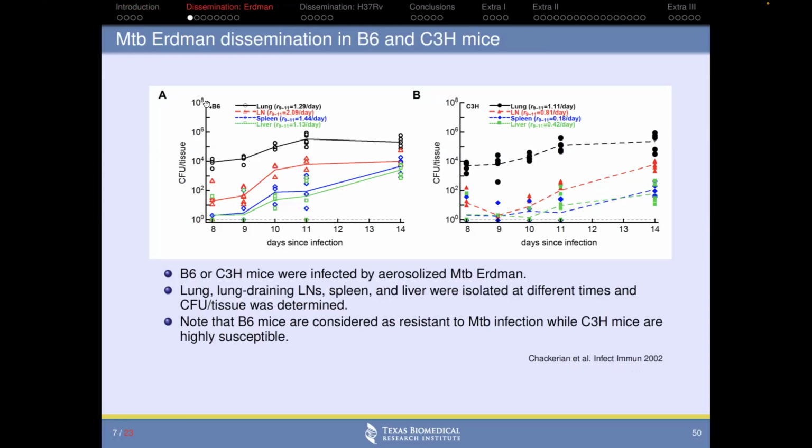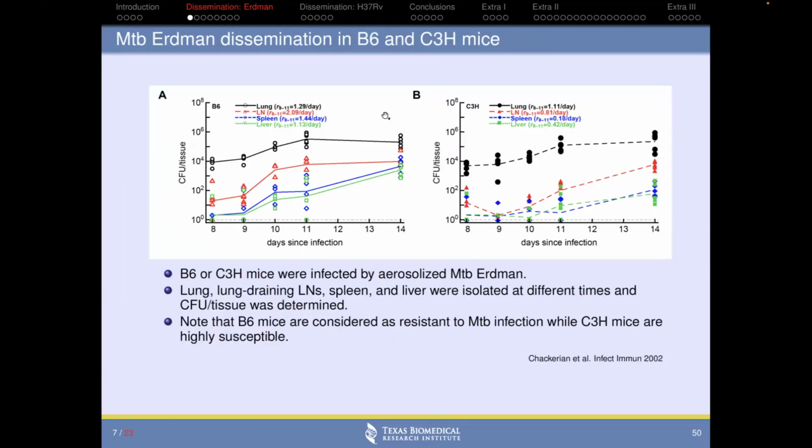So here's the data that was generated, and the authors of that study shared those data with me. They did an infection in 2 strains of mice, B6 mice. These are more resistant mice to MTB infection typically, and C3H mice. These are more susceptible. They develop much more severe disease. And so they measured bacterial numbers in the lung, lymph nodes, spleen, and liver. And at these particular time points that you can see, you can see accumulation of bacteria in the lung, in the lymph nodes, in the spleen and liver, and the same thing for C3H mice.